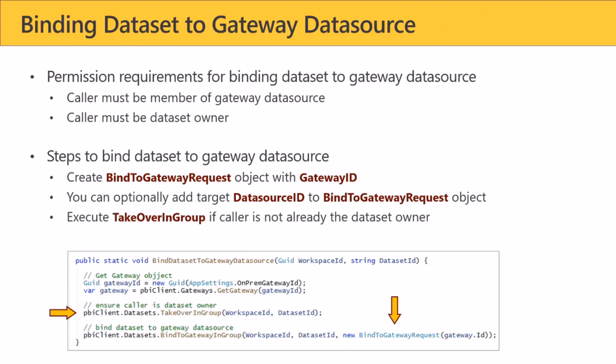If you're not the owner, you can just execute take over and group, and now you are the owner. But then finally you call datasets bind to gateway and group. And now we've automated the whole process of creating a new data source in a gateway, uploading a Power BI PBIX project with a data source, and then binding one to the other.